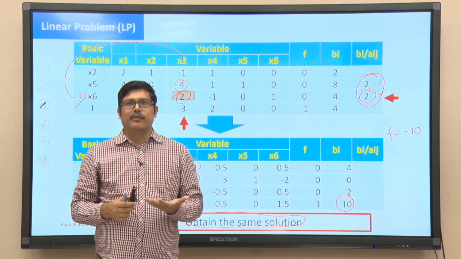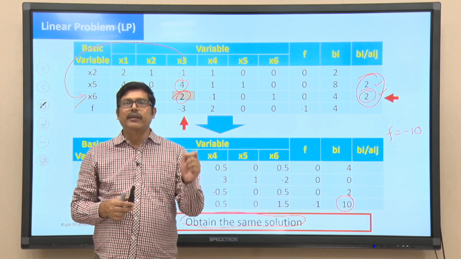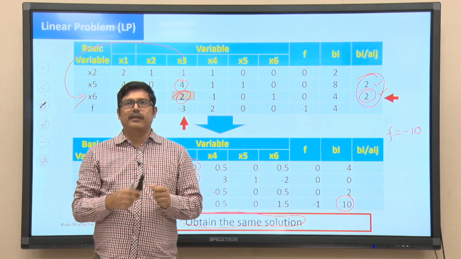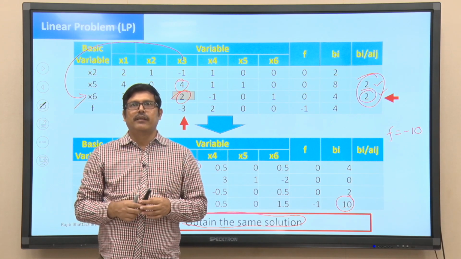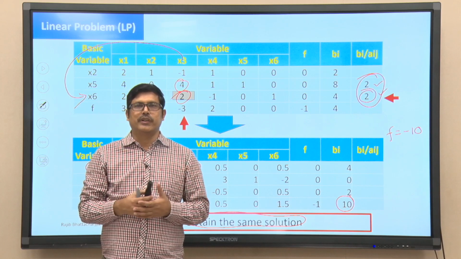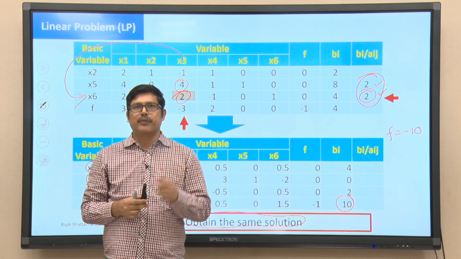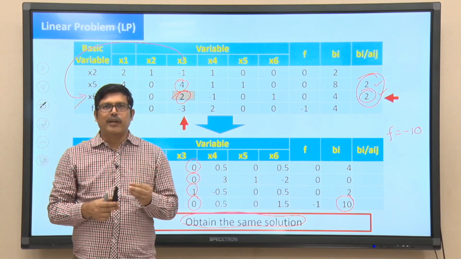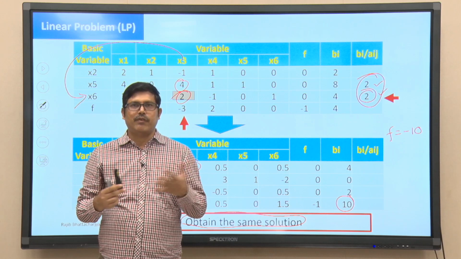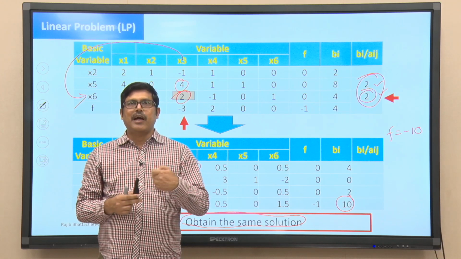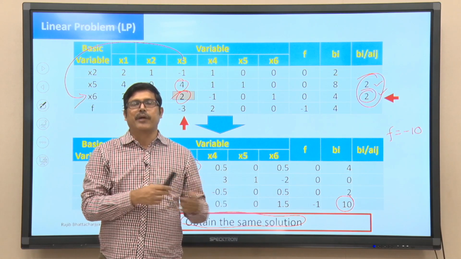So what is the rule now? The rule is that you check whether there is any negative coefficient in the objective function. If there is any negative coefficient, then you will get an improved solution and we will select the maximum negative value. Okay. So we will select the variable having the maximum negative coefficient. This is the first rule. That variable will be the incoming variable, so that variable will come in as a basic variable.